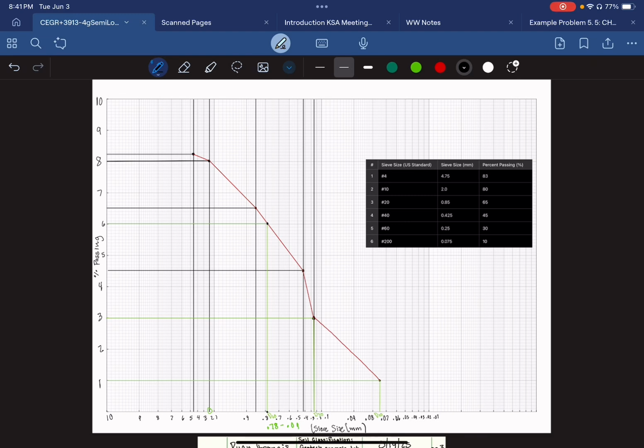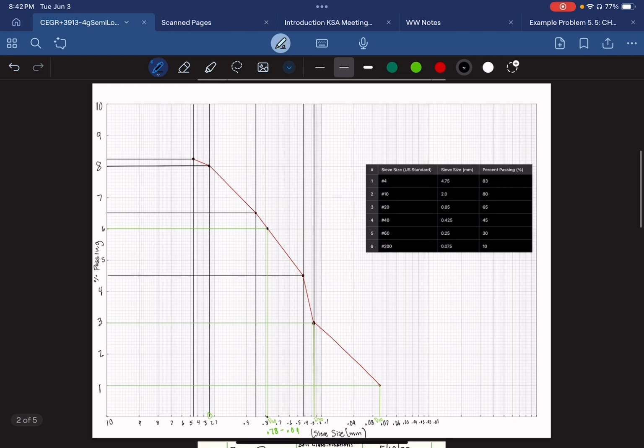I mention that because Dr. W and I do it differently. I do it with the sieve size on the x-axis, and he does it vice versa. I just want to mention that.